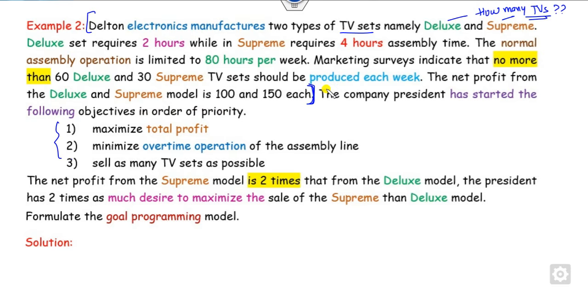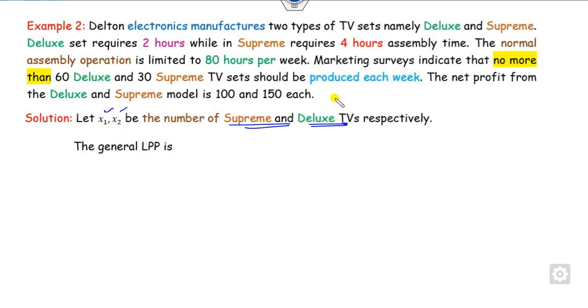Again, you have to read firstly before the priorities are there. So that is up to here. Now what is given to you? Deluxe requires 2 hours, Supreme requires 4 hours assembly time. What is that? This is the net profit.